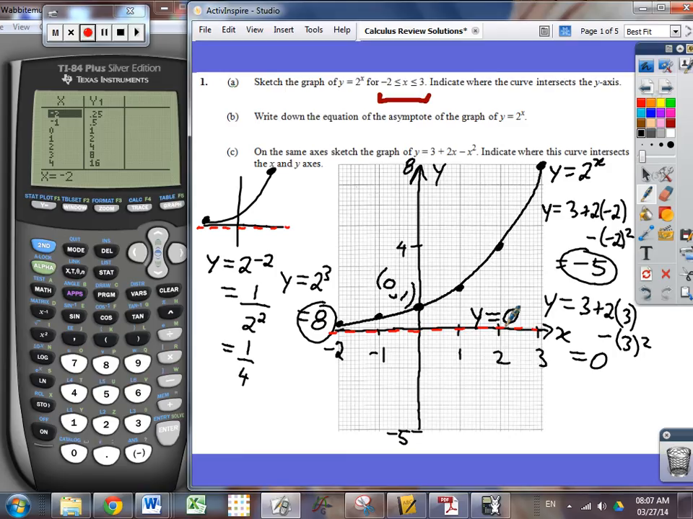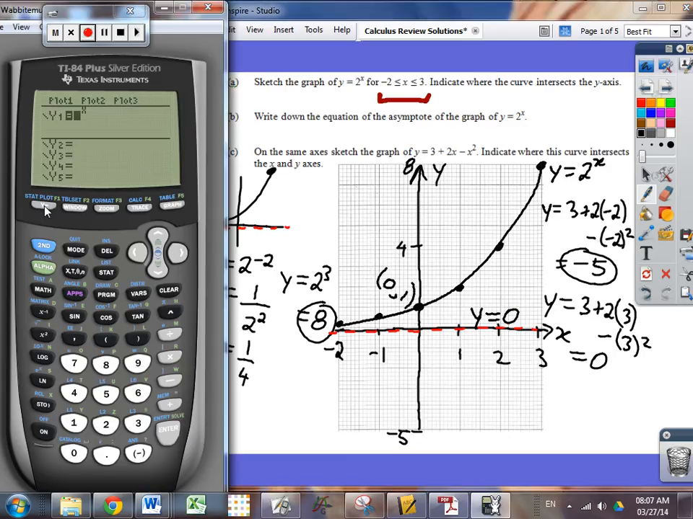Part C. Let's now put in a second graph. Something clever you can do on your calculator if you only want to look at one graph at a time is you can move your cursor over to the equals sign and then hit enter, and that deselects it. You'll see that that equals is no longer highlighted, which means it will not appear. It's like effectively being muted.